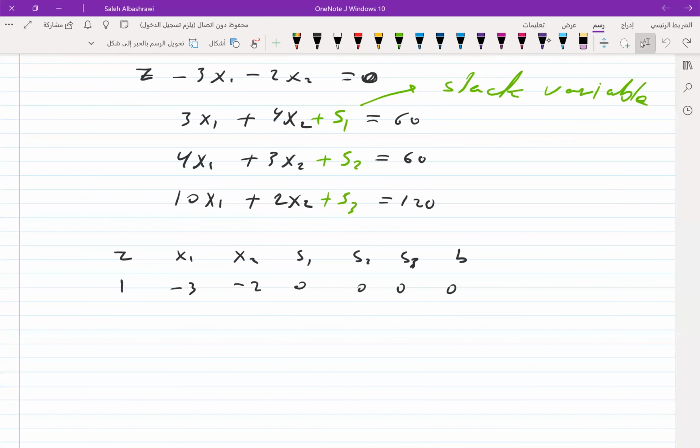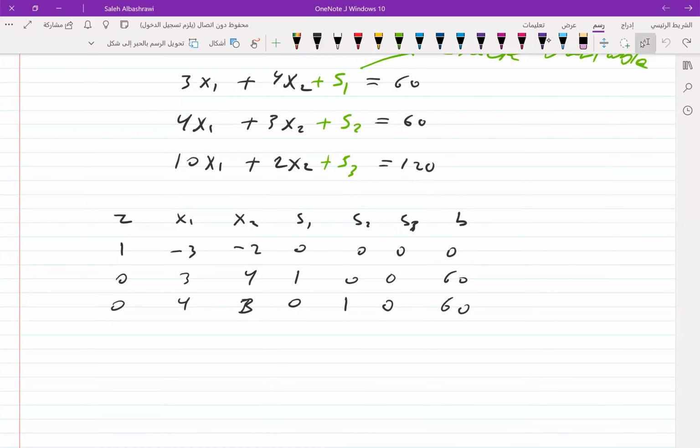For the second equation, there is no z, so we'll have 0. Then we have 3, 4, 1, 0, 0, and 60. Third equation, there is no z, so it is 0. Then it is 4x1, 3x2, and 0 s1, 1 s2, 0, and 60 again. Last one, we have 0 z, 10x1, 2x2, 0 s1, 0 s2, and 1 s3, and the right-hand side equal to 120.